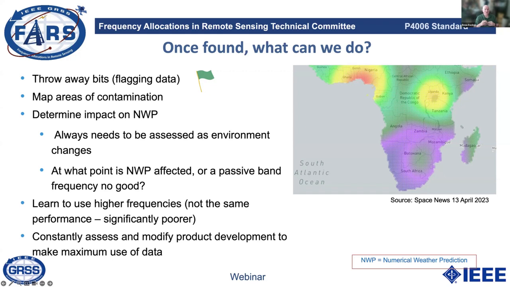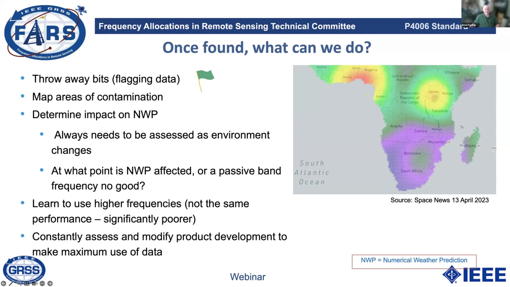So you can actually know where, when you're doing measurements, you're likely to experience some contamination. You could learn to use higher frequencies. However, these higher frequencies don't have the same performance, and we would have to make a lot of adjustments to do that. You know, we can constantly assess and modify product development to make maximum use of our data. So that's knowing the environment, knowing what's being deployed and being aware of it and characterizing it.